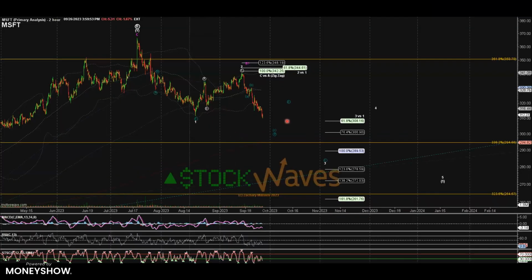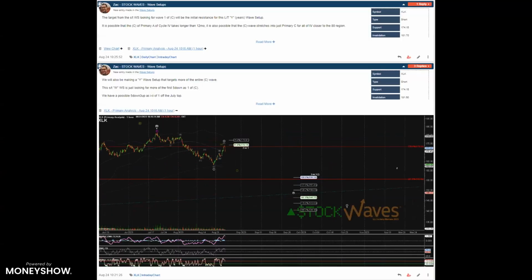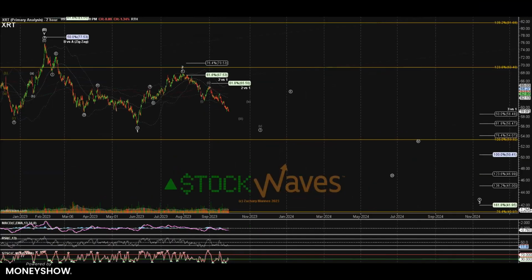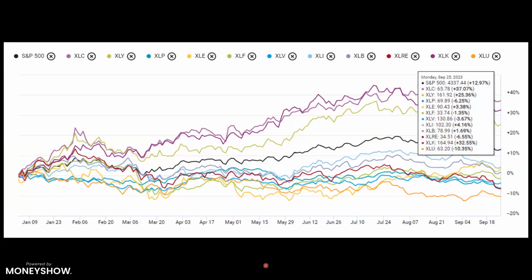And that has been filling out very, very nicely, possibly still halfway through the 3rd wave of that wave 1 that we're looking for. I think I'm out of time, so we'll skip over the short wave setup on XRT and XLK. And I'll hand it over to Garrett to talk about current rotations that we're looking for.